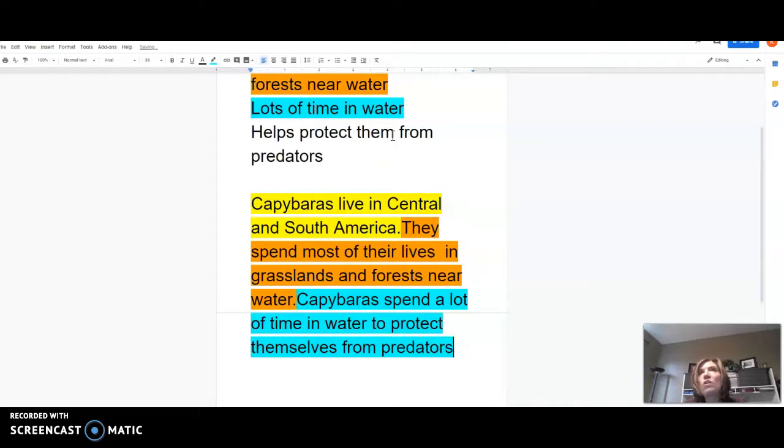And I know the name of one of those predators is the jaguar. So I can add a little bit more detail to the sentence. I can put a comma and I can say like jaguars.